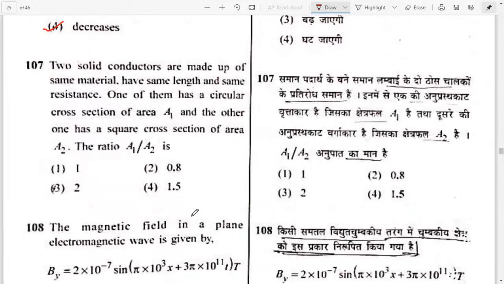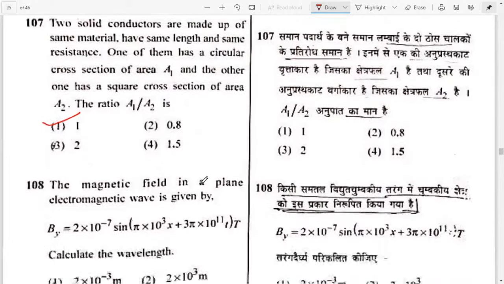Next, two solid conductors are made up of the same material, have the same length and the same resistance. One of them has a circular cross section of area A1 and the other one has a square cross section of area A2. The ratio A1 by A2 is 1. So option number 1 is the correct option, students.